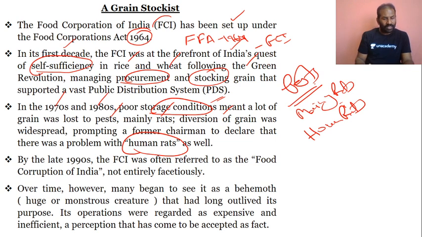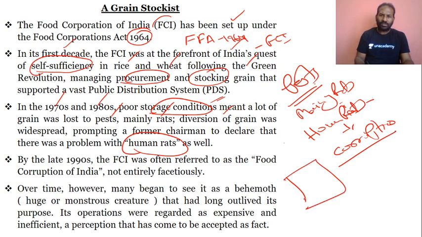Okay, Pratham says the challenge to PDS is from private players and corruption. That is what. When we are talking about human rats, it is corruption. Human rats, not rights. Human rats. That is corruption.